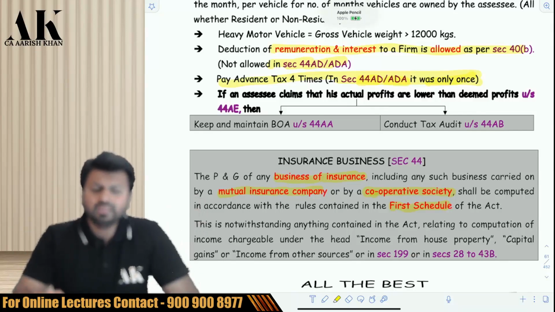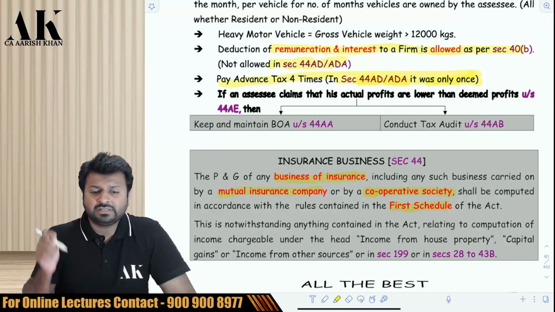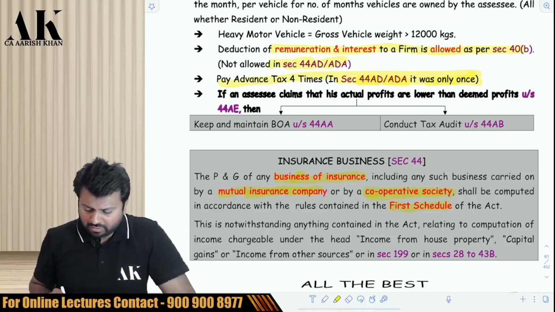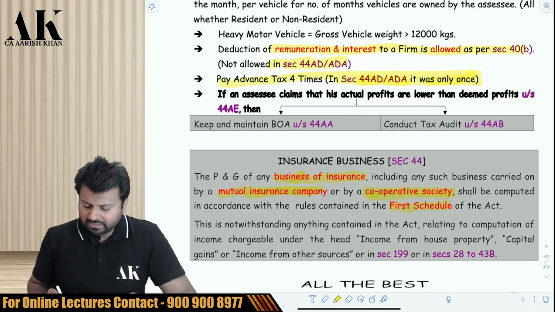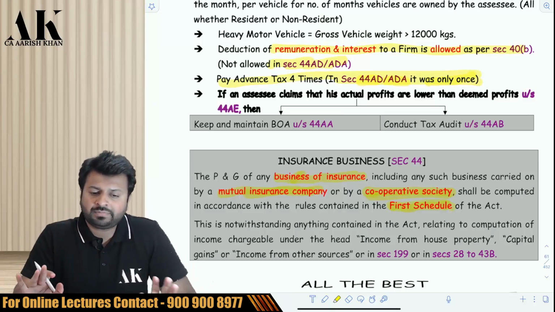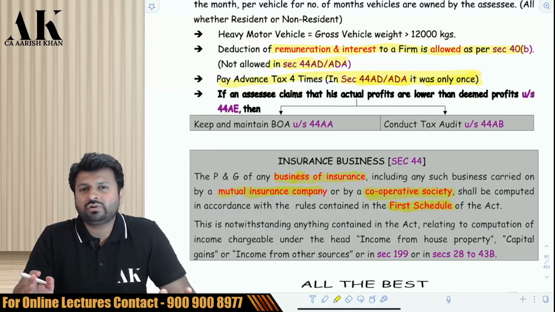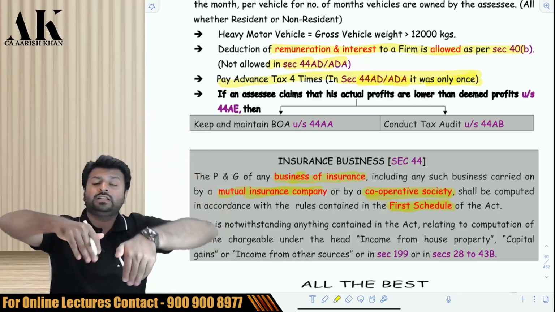One small section in case of insurance business: the government has said that if you are engaged in the business of insurance, including a mutual insurance company or cooperative society engaged in insurance, your income will be computed as per the first schedule of the Act, and the first schedule of the Act is not given in your syllabus. It is not a part of the syllabus. Don't worry about it. ICAI has not put that particular schedule in your syllabus, so we don't have to get into what exactly is written in the first schedule of the Act.